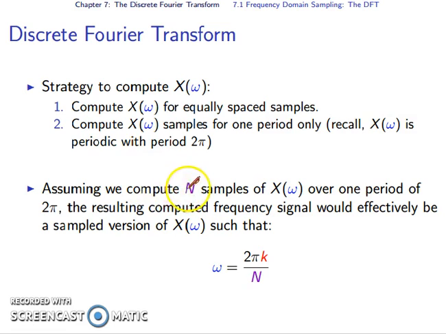Suppose we are computing N samples of X of omega over one period, from 0 to 2 pi. Then the resulting computed frequency of the signal would effectively be a sampled version of X of omega. That means omega is equal to 2 pi by N. If you have N number of samples, then we will divide the 2 pi into N samples. So each frequency is omega is equal to 2 pi by N.